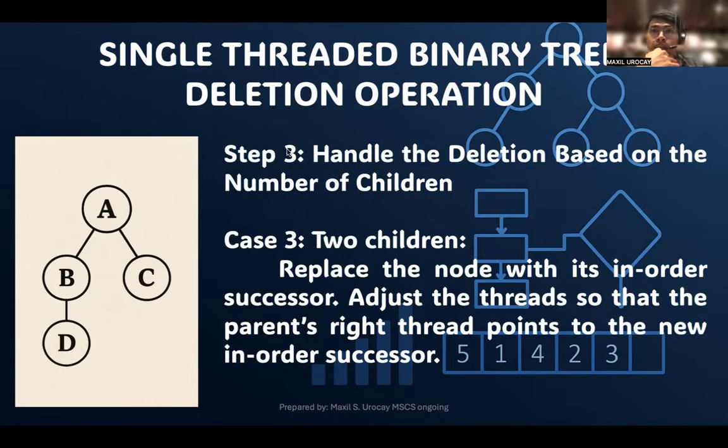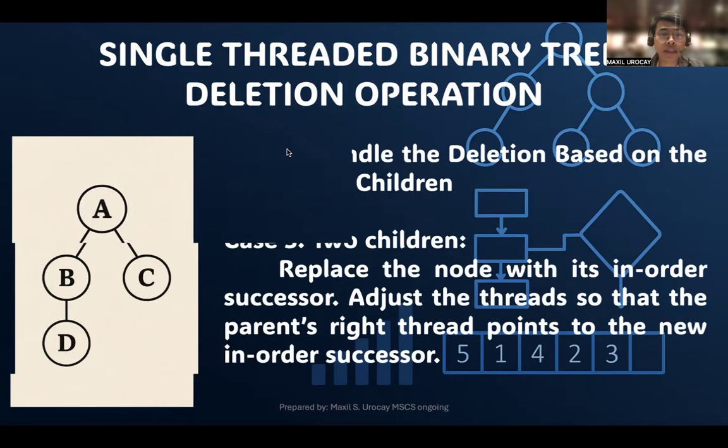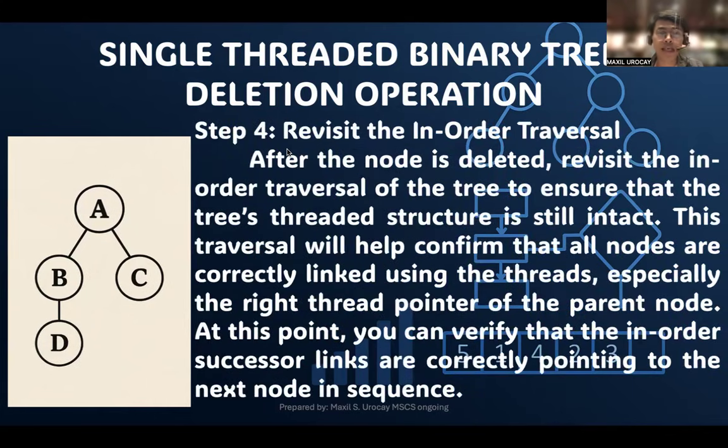For the deletion, the in-order predecessor is the largest number in your left subtree, and the in-order successor is the smallest number in the right subtree. That's how it works. And afterwards, the step where you have to revisit the in-order traversal after the node is deleted. Revisit the in-order traversal of the tree to ensure that the tree's threaded structure is still intact. This traversal will help confirm that all nodes are correctly linked using the threads, especially the right thread pointer of the parent node.